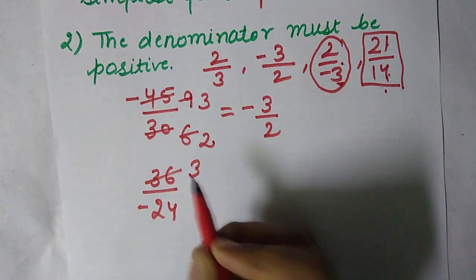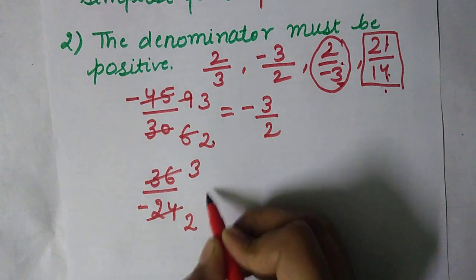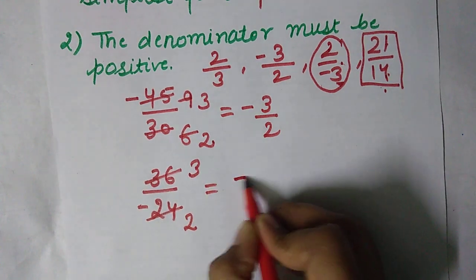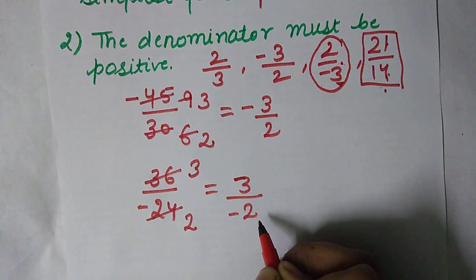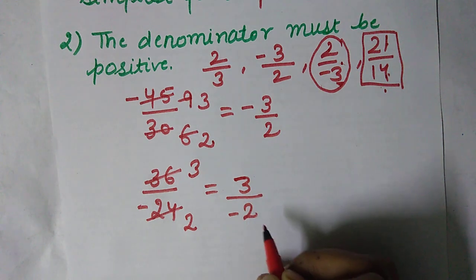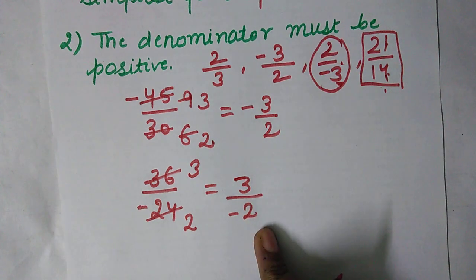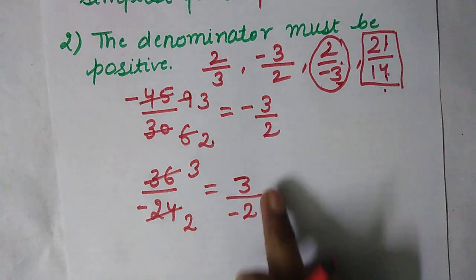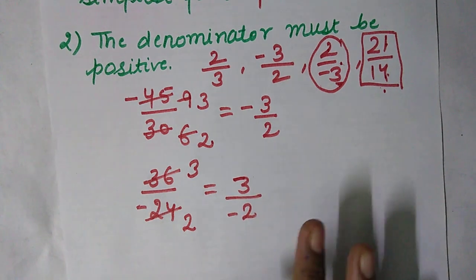12 threes are 36 and 12 twos are 24. So the number is now 3 over minus 2. First condition is satisfied. The number is in simplest form now. They will not get cancelled. Okay.